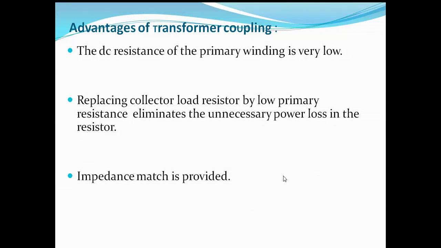Impedance matching is provided. Since the transformer doesn't have any input resistance or output resistance, there is no chance of impedance mismatch. Therefore, impedance matching is provided. These are the three very important points when we want to use transformer coupling to couple a number of stages. Next, some of the disadvantages of transformer coupling.